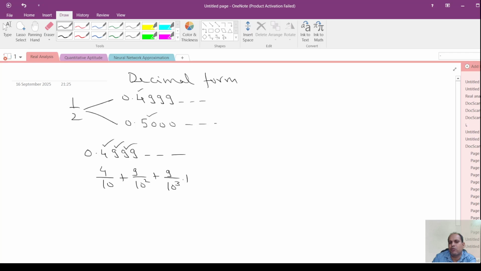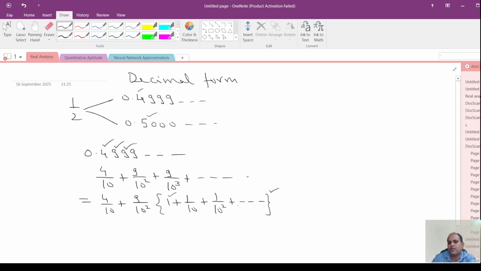So, it will be 10 cube and so on. So, we can see that we can write it as 4 by 10 and we can take common here, say 9 by 10 square, then 9 by 10 square, the first term will be 1 plus 1 by 10 plus 1 by 10 square and so on. And we can see that this bracket is basically a geometric series with common ratio 1 by 10 and the first term as 1.